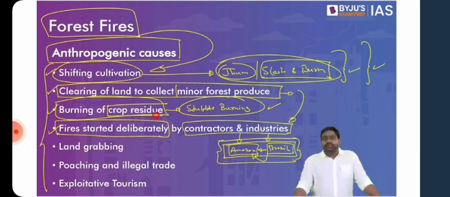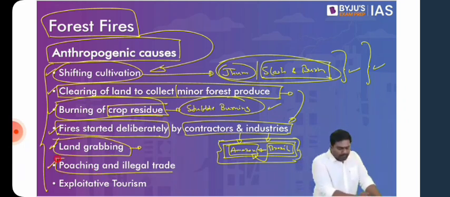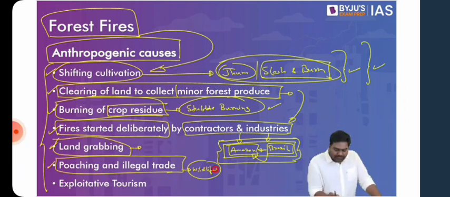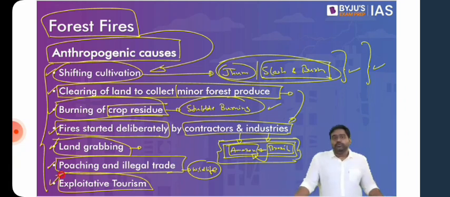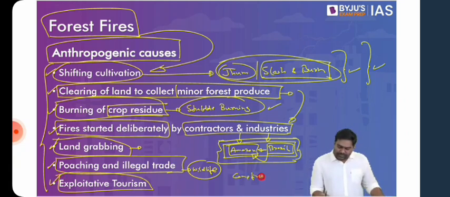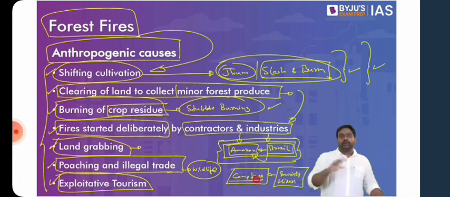So these are major risks. Land grabbing, poaching, illegal trade of wildlife products, and even exploitative tourism are all major concerns which directly contribute to forest fires. For example, campfires put by tourists and hikers. Irresponsible tourists and hikers might put campfires and may not switch off the campfire completely.